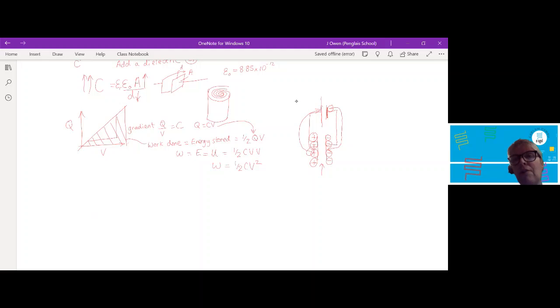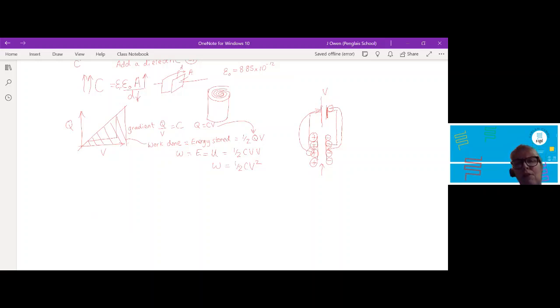Now if I've got a little bit higher voltage, I'm trying to put an electron onto this plate. It's much harder to do it. So I need more energy, I need more work, I need a higher voltage, I need a higher push to get that charge onto the plate in order to separate those charges. So it makes sense that the bigger the voltage, the more work I have to do to get the charge onto that plate.